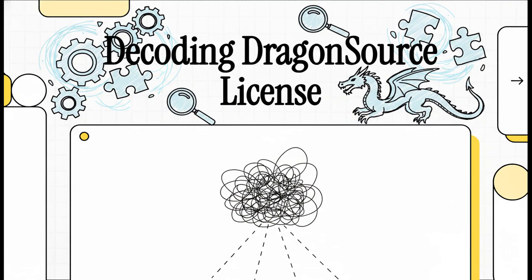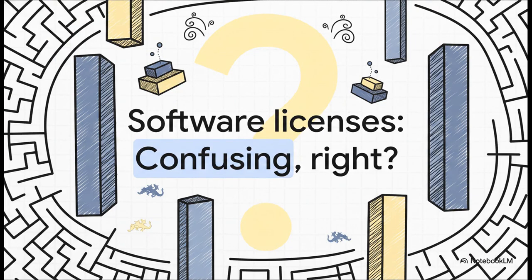Let's talk about software licensing. I know, it can be incredibly complicated, maybe even a little overwhelming. But in this explainer, we're going to change that. We're going to decode the entire DragonSource licensing framework, and my goal is to make it simple, clear, and really easy to understand. I mean, let's be real for a second.